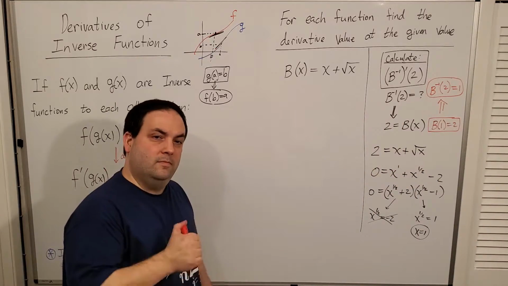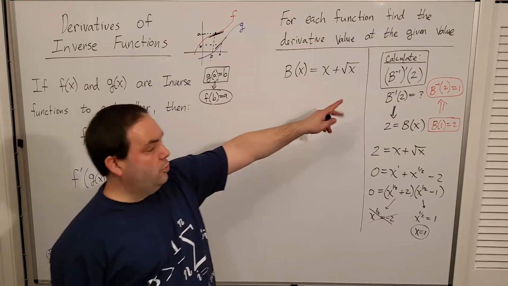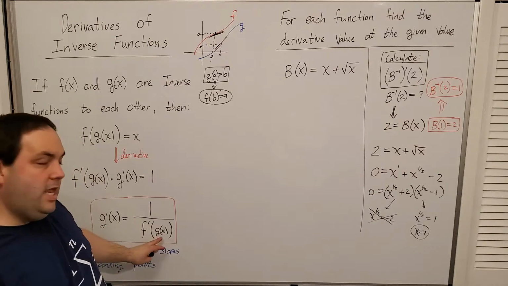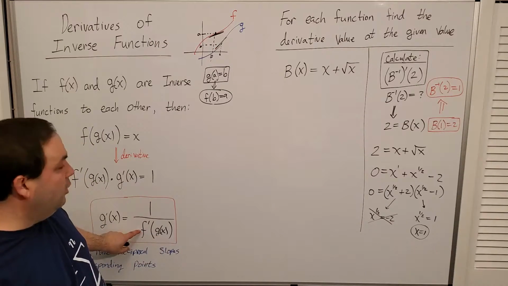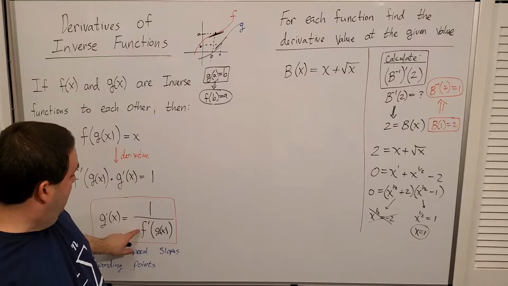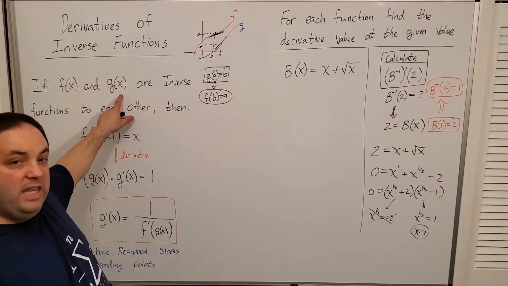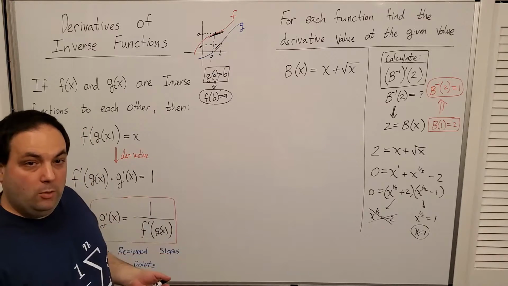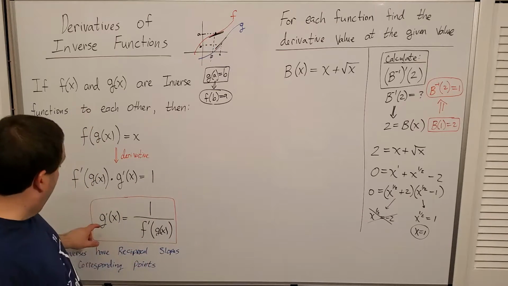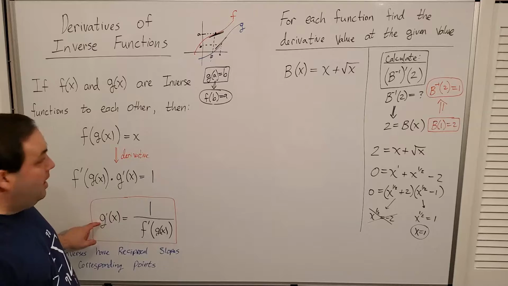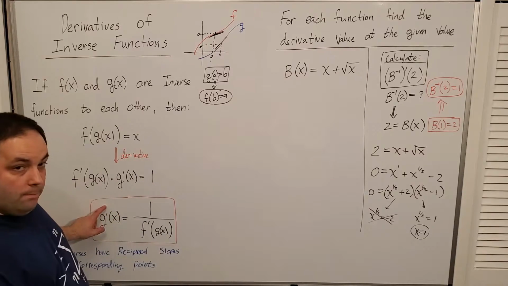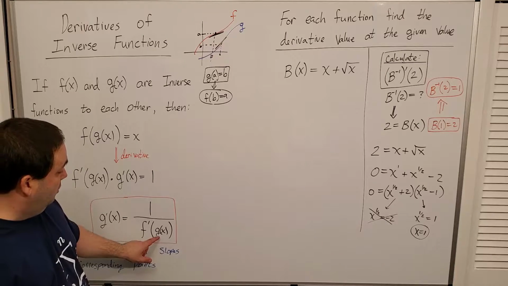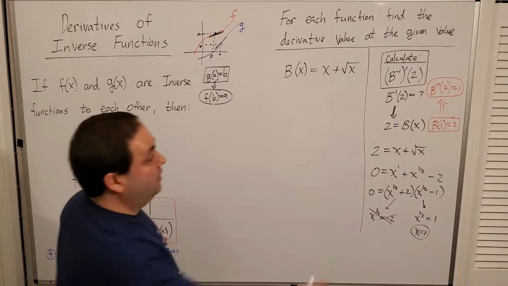Okay. Now remember, what we're doing is we're substituting b inverse there for the g here. F is the original function, b, and g is the inverse that I don't know much about. So g prime, in other words, b inverse prime at some value, I need to know b inverse at that value. And that's what we just found.